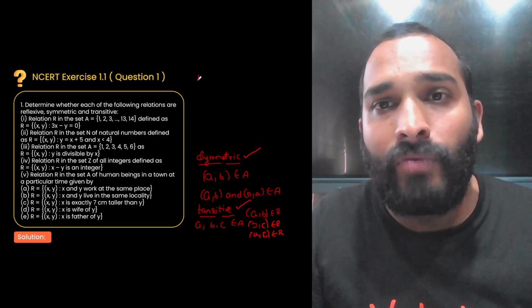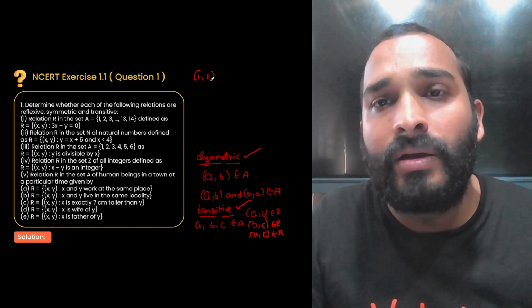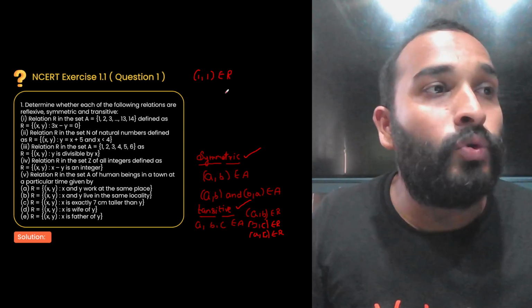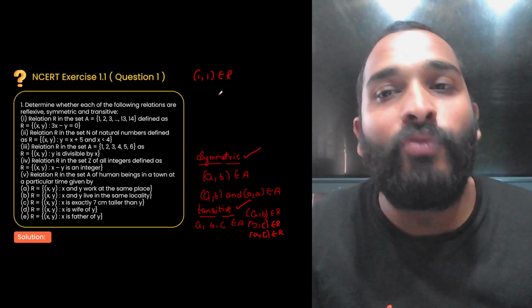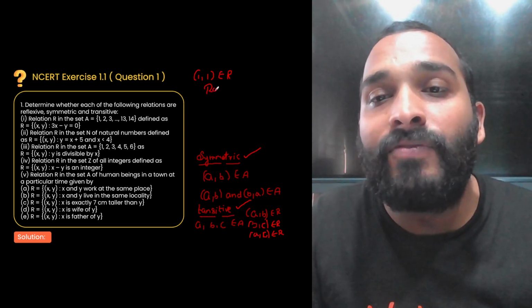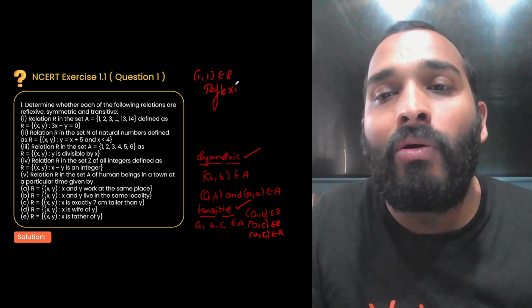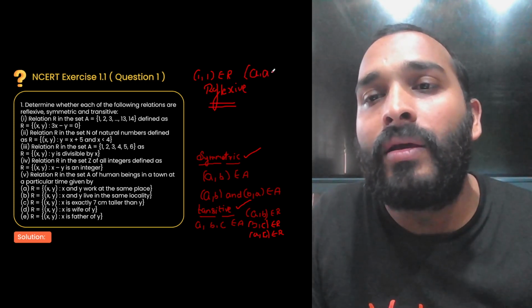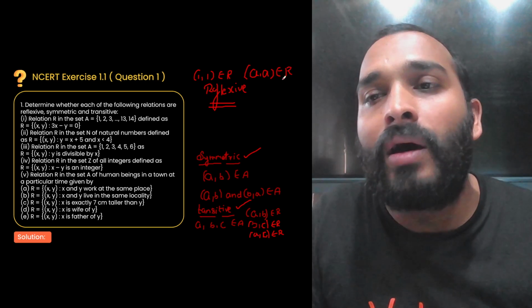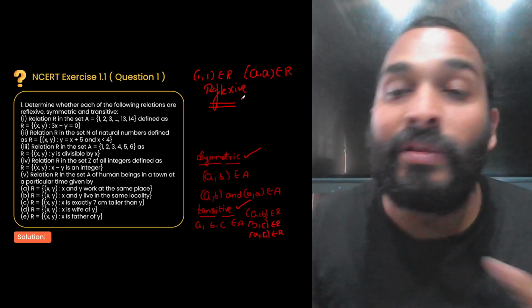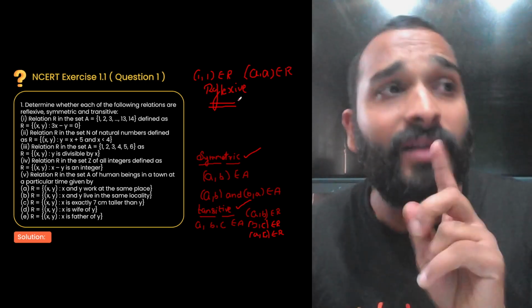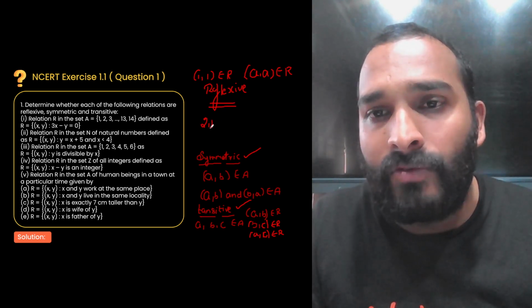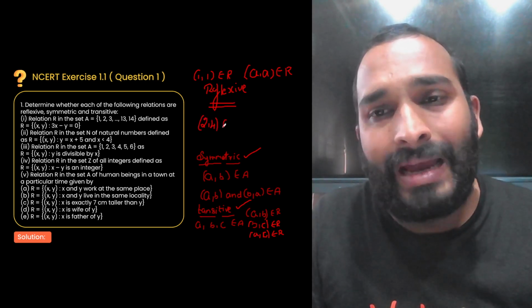Now you observe 1 comma 1 can be written under the set. Yes, because 1 is divisible by 1. Yes, 2 is divisible by 2, 3 is divisible by 3, 4 is. So what we can write, it is reflexive because all these obey A comma A belongs to R, right, children? So it is reflexive. Now in the previous two cases it was not. Here it is reflexive.